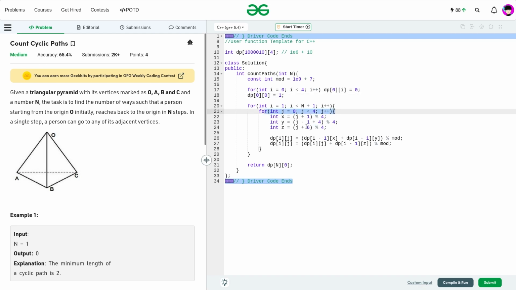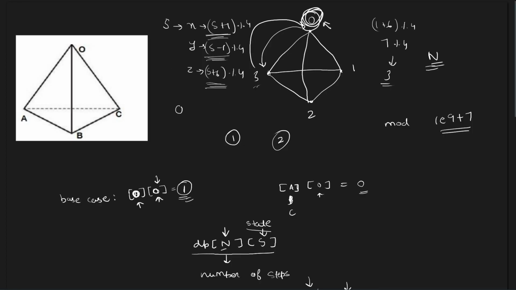Now I calculate the possible states that I can visit from the current state, that is x, y, and z, and each of them are j plus 1, j minus 1, or j plus 6. Now I have done j minus 1 plus 4. That is because whenever the number goes negative, you can add 4 to find the equivalent positive in mod. For example, if I was at state 0, what I should have done is minus 1 to get 3, right? But I don't want this negative integer with me, so I do plus 4 mod 4.